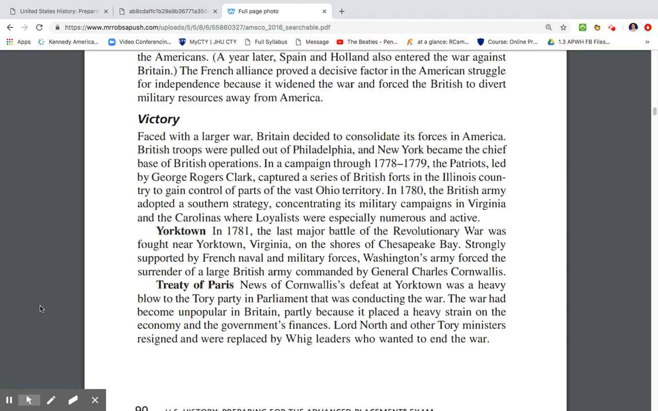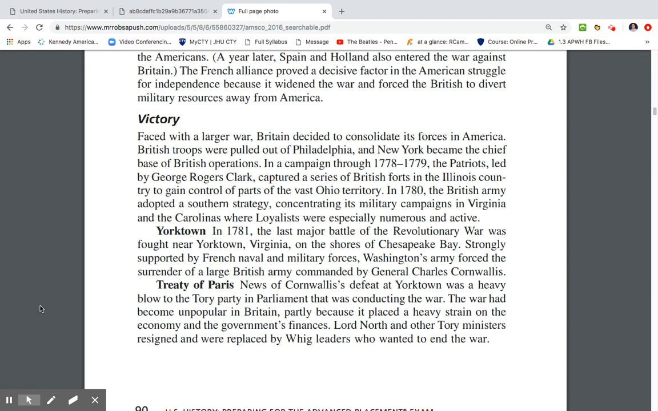In the campaign of 78-79, the Patriots led by George Rogers Clark captured a series of British forts in Illinois country to gain control of parts of the vast Ohio country. In 1780, the British Army adopted a southern strategy, concentrating its military campaigns in Virginia and the Carolinas, where Loyalists were especially numerous and active.